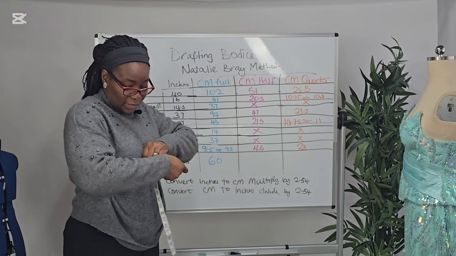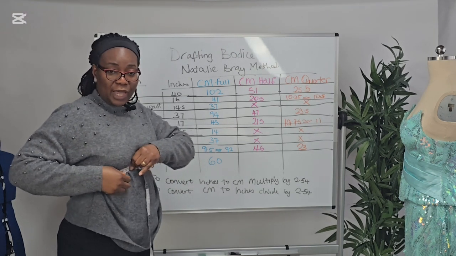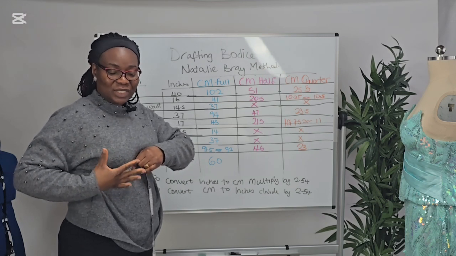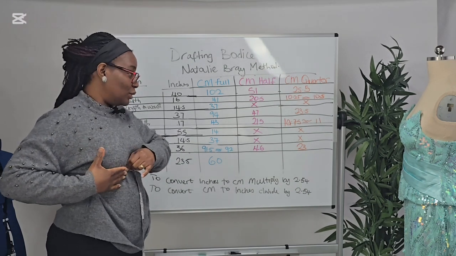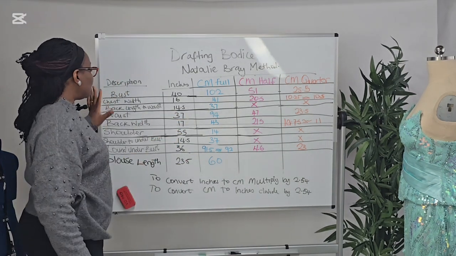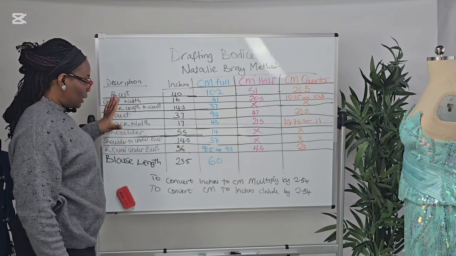You just take it, not too tight, but it should sit snugly on your body, and make sure that you can breathe. It's important to breathe. Okay, make sure you can breathe. So that's your round under bust. We didn't take that measurement earlier. So now this is the measurement we're going to be using to draft our pattern.